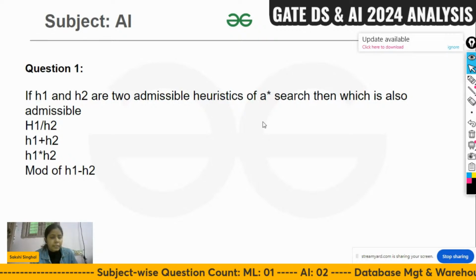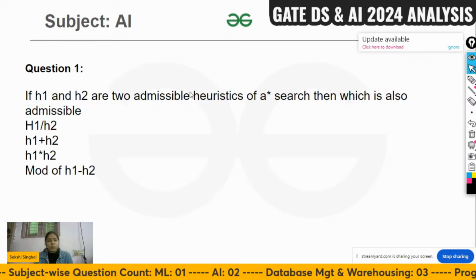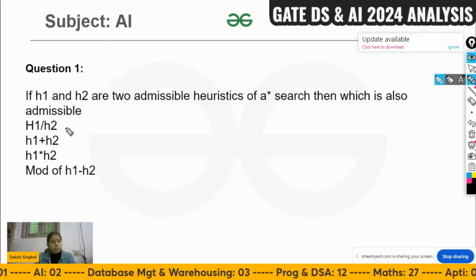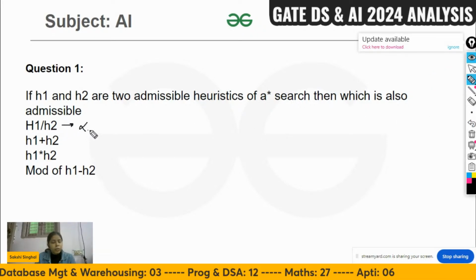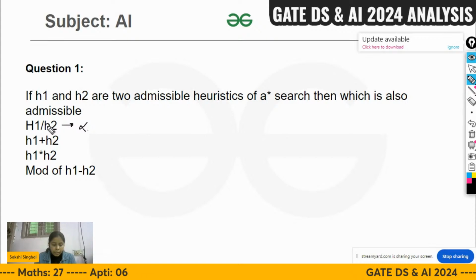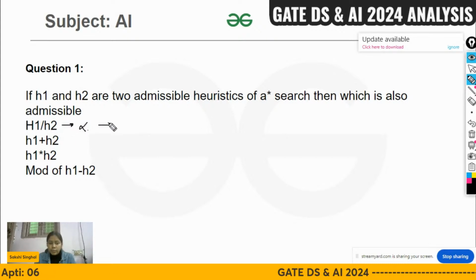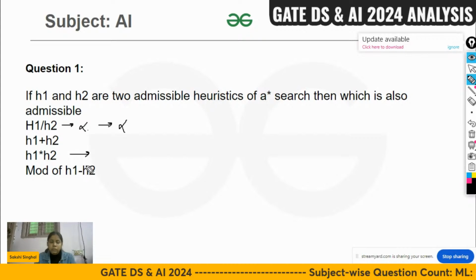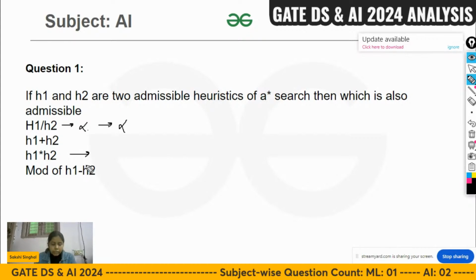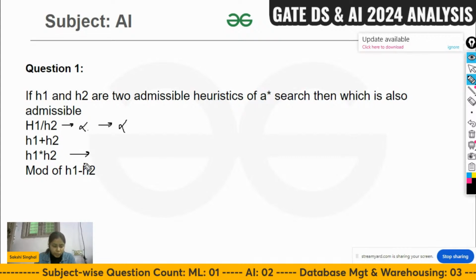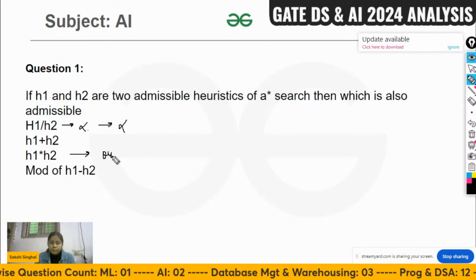Okay, tell me guys. It says that if h1 and h2 are two admissible heuristic functions of A star, then which is also admissible? First of all, h1 and h2 would not be, because that would overestimate. Let's suppose when h2 is smaller than h1, then it would overestimate, so it would not be admissible. Similarly h1 star h2, because it is a product, would again be non-admissible.